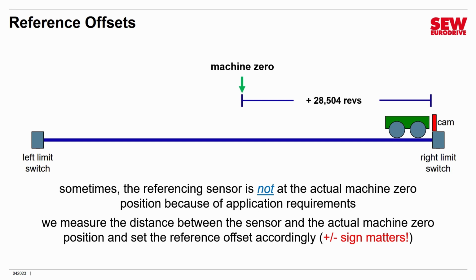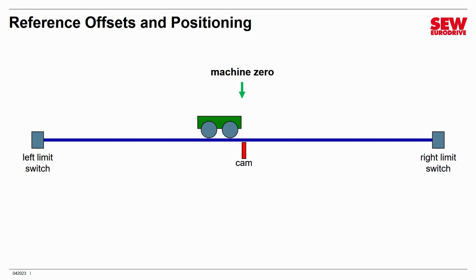When we're sitting on the cam, we've had to move clockwise to move away from machine zero, so that's a positive number. If we were on the other limit switch and the cam were over there, then we would have a negative offset because we're behind machine zero. So that's what the sign is telling us, whether we're in front of or behind the zero position. So the reference offset in this case would be set in the parameters to 28,504, and that would indicate the difference between the cam and zero.